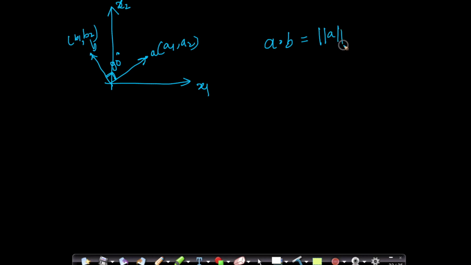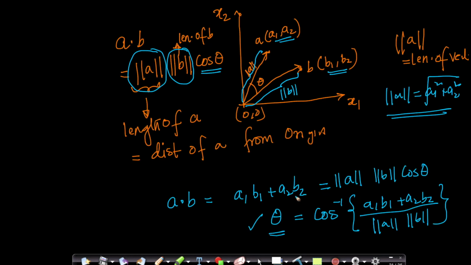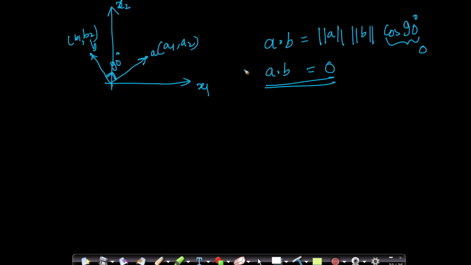Length of A, length of B, and cos of 90. And I know that cos of 90 is 0. So A dot B will be 0 because this is 0. Right? So if a dot product between two vectors is 0, we know that those two vectors are perpendicular to each other, right? So remember, this whole idea of angle between two vectors can be extended to any dimensions.